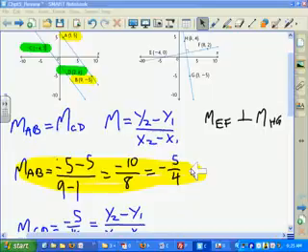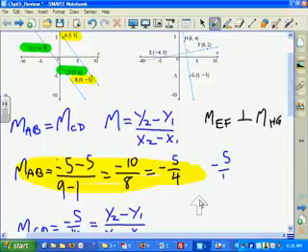If this was our slope that we're dealing with in EF, right? What would our slope of HG be? Positive over 5. So let's see. That is negative 5 over 4 is perpendicular to.